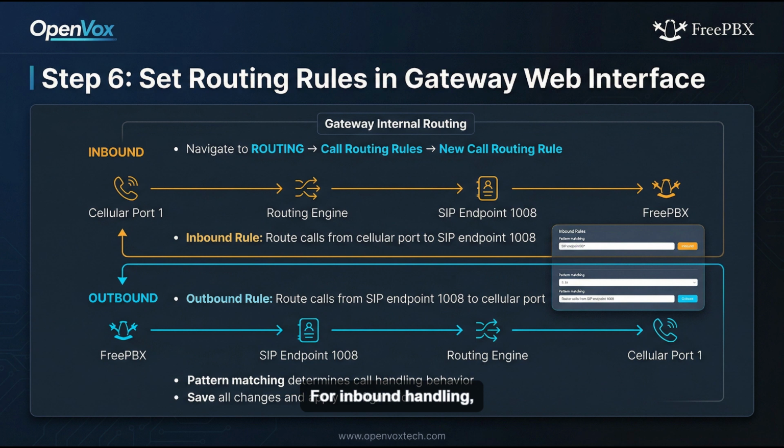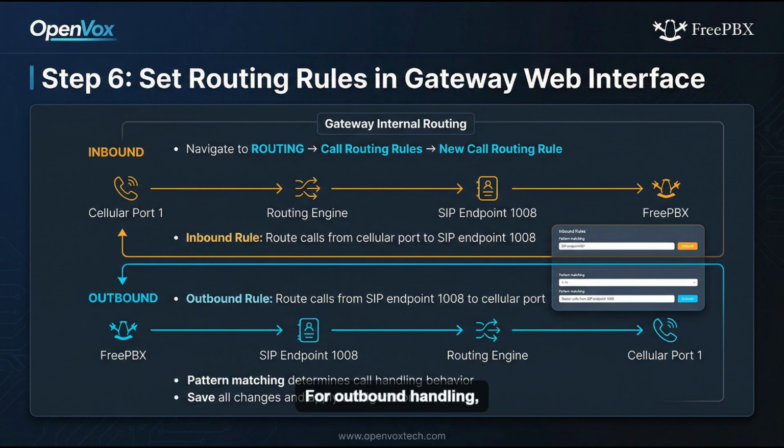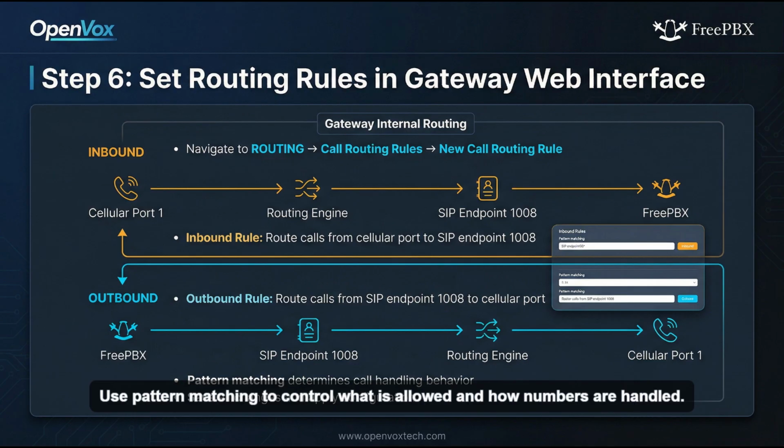For inbound handling, route calls coming from cellular port 1 to SIP endpoint 1008, so they can enter FreePBX through the trunk. For outbound handling, route calls coming from SIP endpoint 1008 to cellular port 1, so FreePBX originated calls can exit to the mobile network. Use pattern matching to control what is allowed and how numbers are handled. Save changes and apply the configuration so the rules take effect.